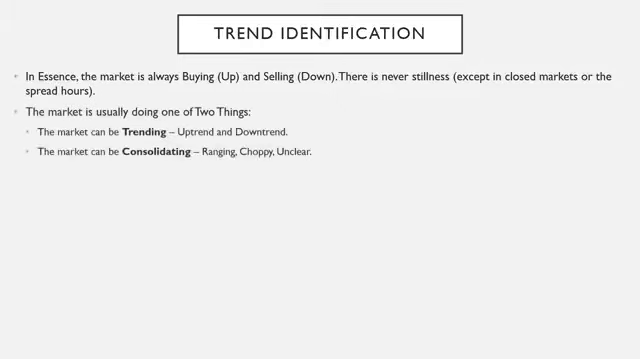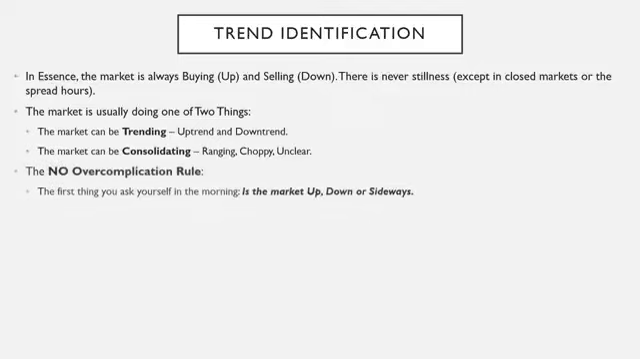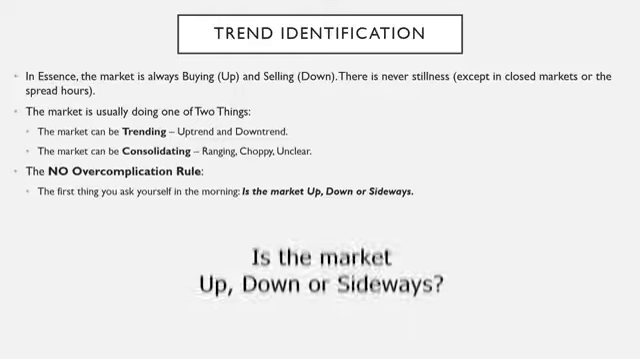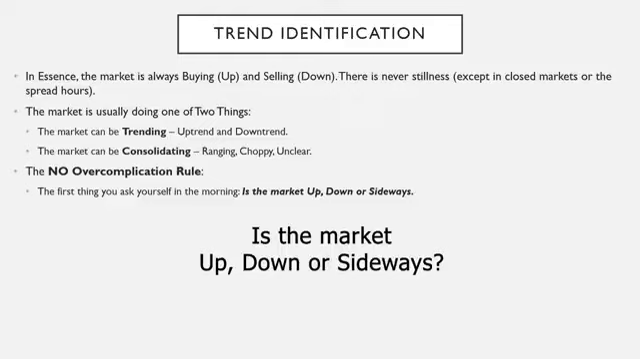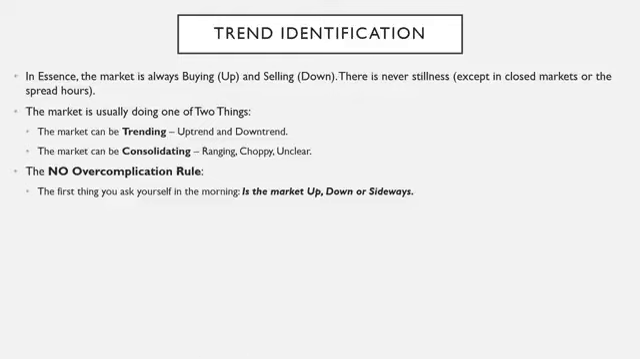So usually again, the market is doing one of two things. It's either trending, which could be uptrend and downtrend, or it's consolidating, which is pretty much ranging, choppy, unclear price action. And there is a rule that I want you to remember, the no overcomplication rule. The first thing that you ask yourself in the morning when you sit at your charts is: is the market up, down, or sideways? And usually you can spot this within 15 seconds, because it usually just makes sense, right?